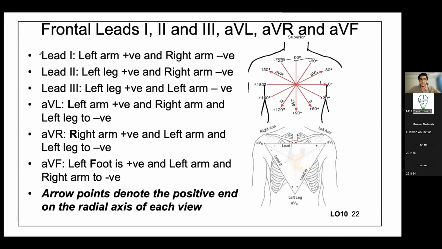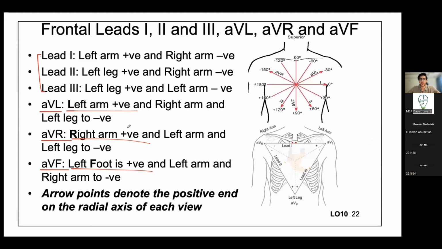Then we have some other leads. We talked about the first 3 here. We have other leads which are known as limb leads. These are known as AVL, AVR, and AVF, and you can just read where they are attached. I'm mainly going to focus on the positive electrode. In AVL, the positive electrode is on the left arm. In AVR, the positive electrode is on the right arm, and in AVF, the positive electrode is on the left foot.